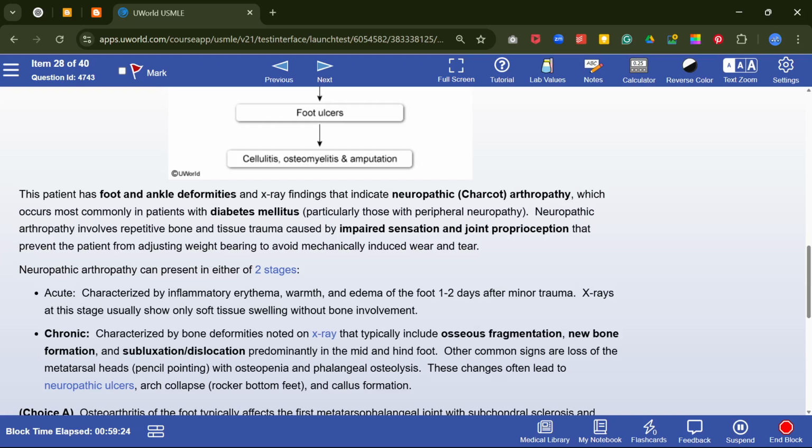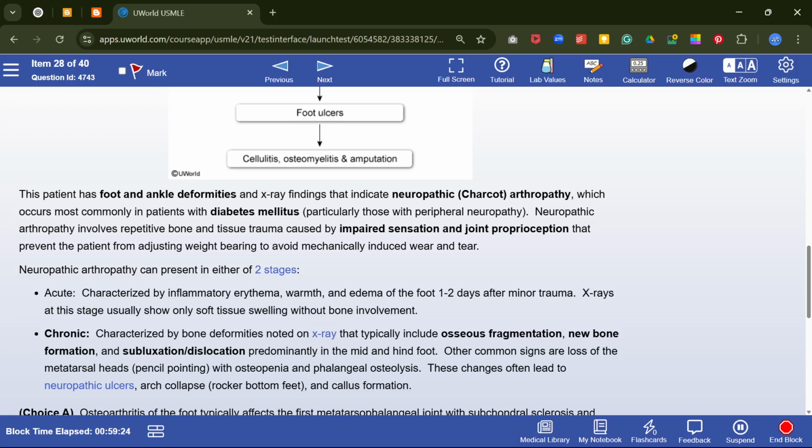Acute is characterized by inflammatory erythema, warmth, and edema of the foot for 1 to 2 days after minor trauma. X-ray at this stage usually shows only soft tissue swelling without bone involvement.